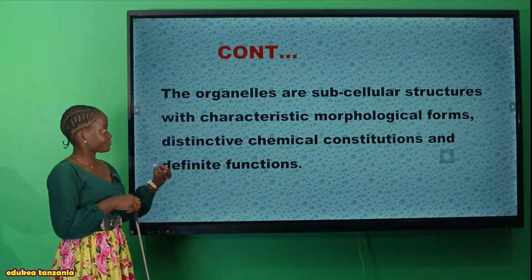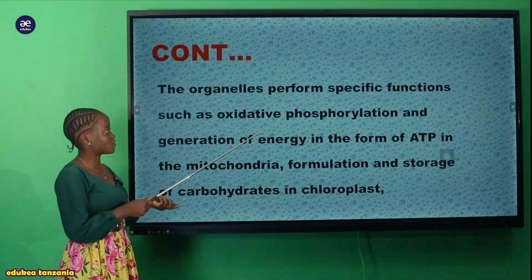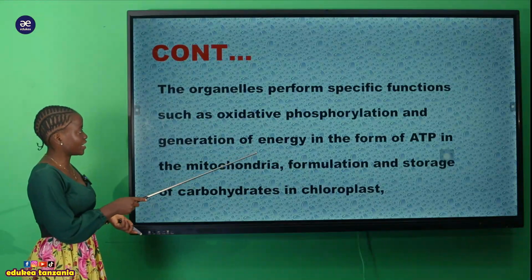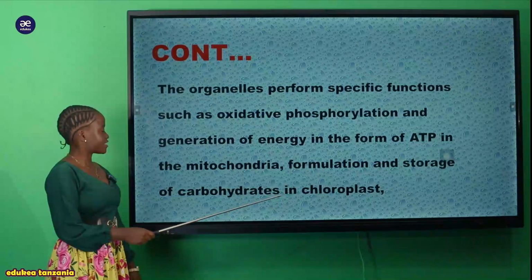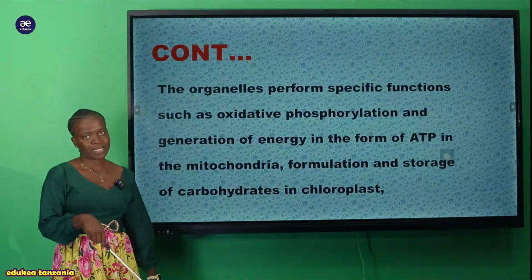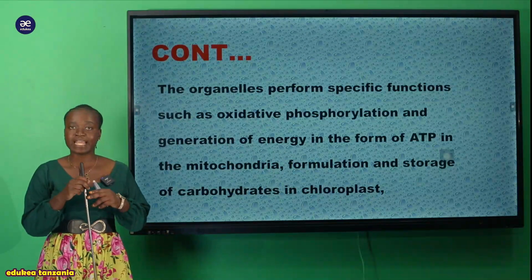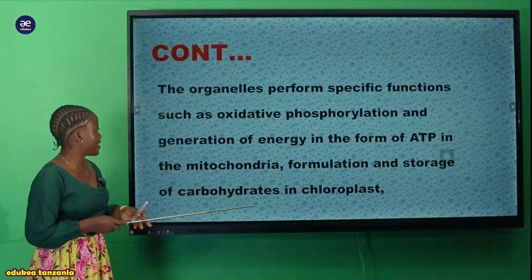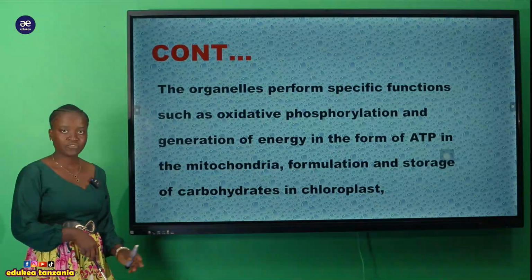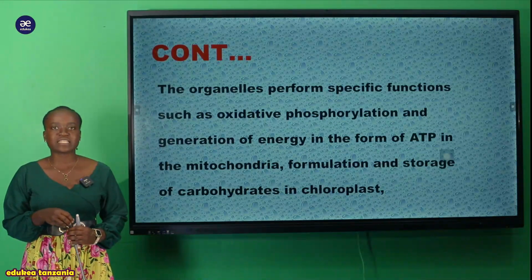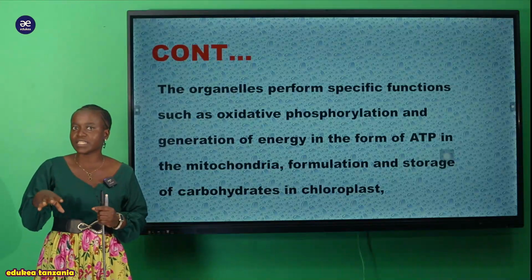The organelles perform specific functions such as oxidative phosphorylation and generation of energy in the form of ATP in the mitochondria, and formulation and storage of carbohydrate in the chloroplast. For example, here we have two kinds of organelles found in the cell: the first one is mitochondria, and we also have chloroplast. All of these are organelles, but within them there are different constitutions or different chemicals.